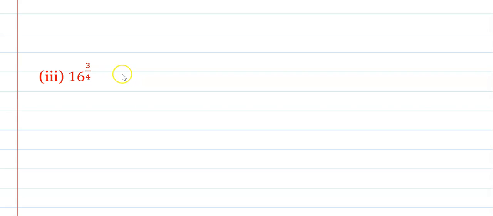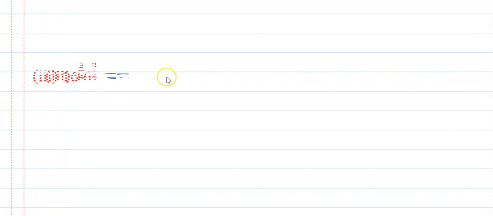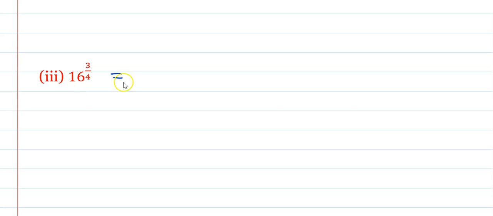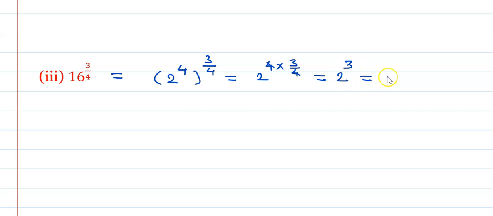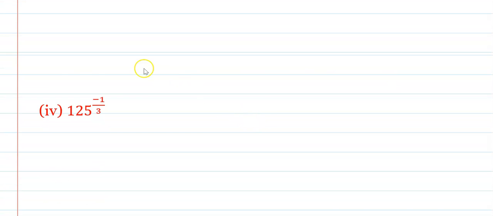Okay. Next, 16 raised to 3 by 4. Now 16 means what? 2 raised to 4. Therefore 2 raised to 4 and the whole bracket raised to 3 by 4, and that equals 2 raised to 4 into 3 by 4. This 4 gets cancelled, and here you will get 2 raised to 3, and that equals 8. Okay.